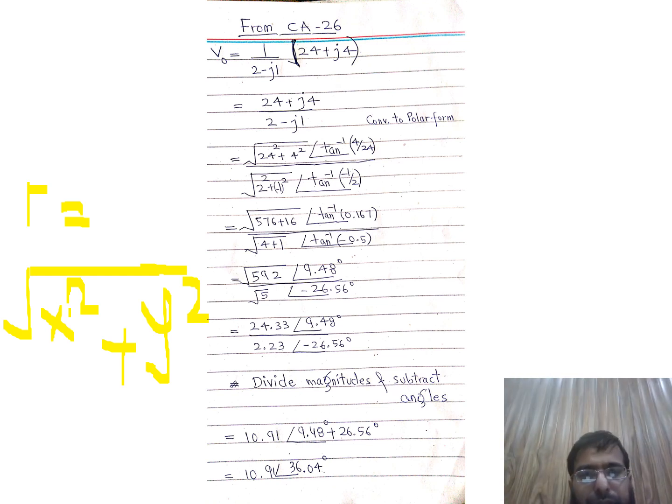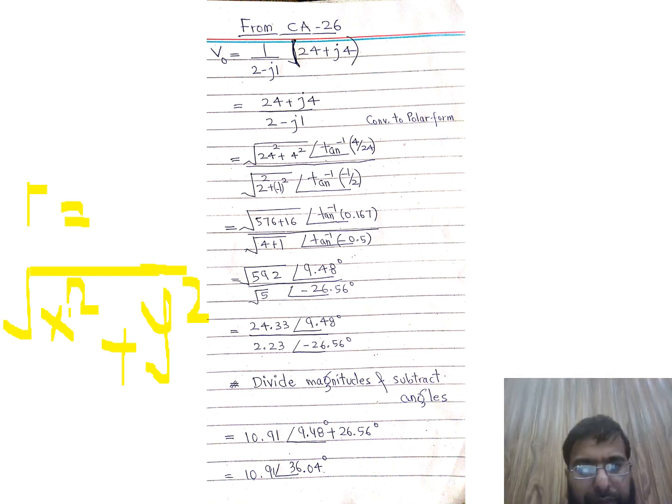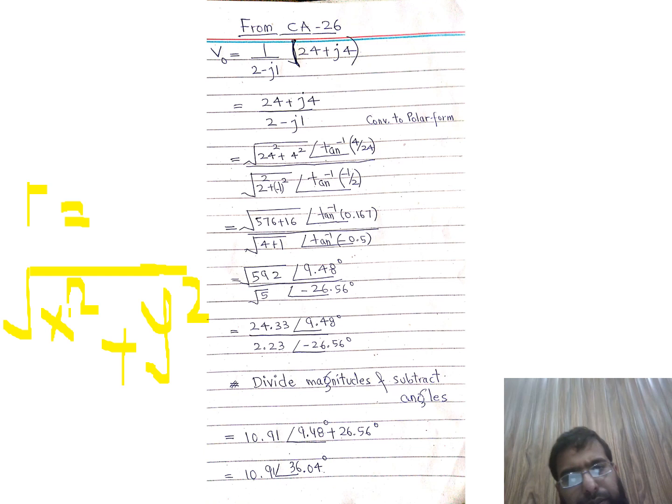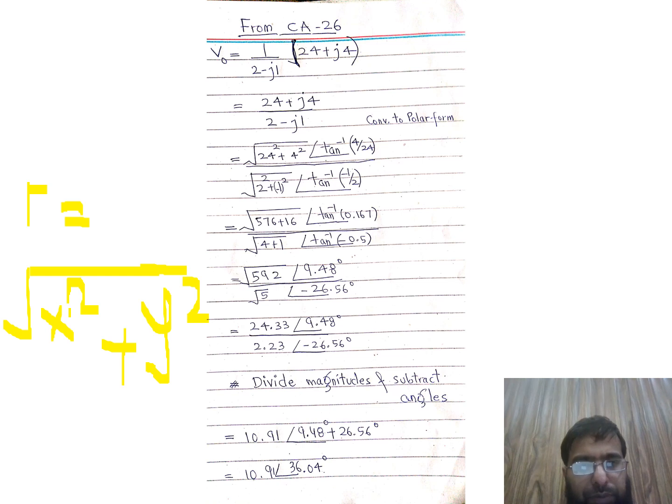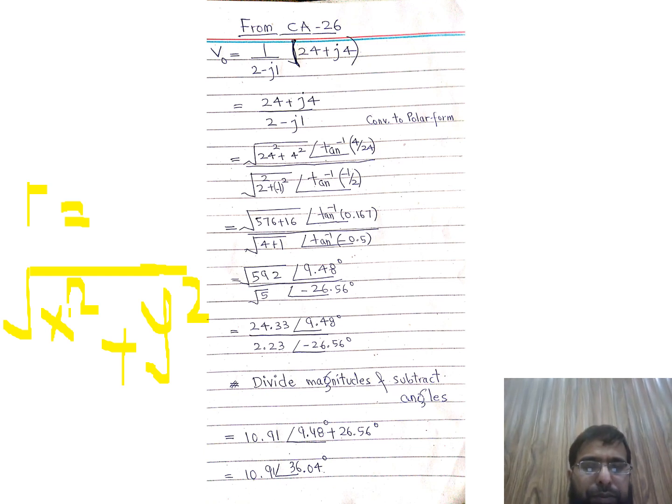Similarly, we convert the number in the denominator into its polar form. 24 squared is 576, plus 4 squared is 16, and we solve it until we reach this point, where this is square root of 592 divided by square root of 5. Square root of 592 is 24.33, square root of 5 is 2.23.